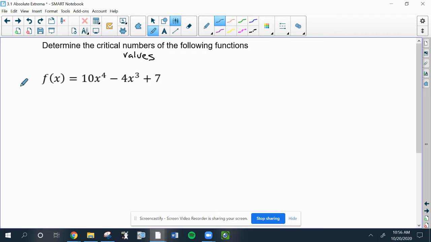So the first one. As you're watching these videos, as I always suggest, if you think you know what you're doing, don't wait for me to do it for you. Pause it, do it, and then check. So this first one, to find the critical numbers, we have to find the values where the derivative of the function is 0 or undefined. So to do that, we have to find the derivative.